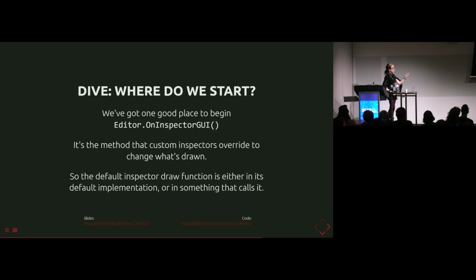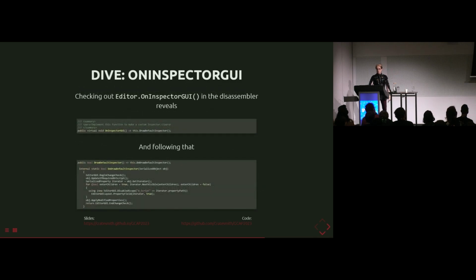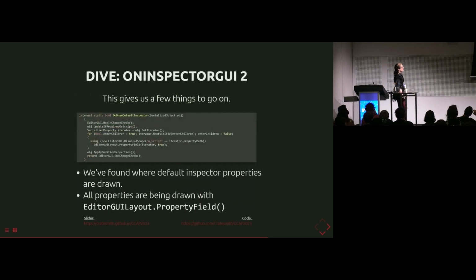So where do we start? Well, there's a really obvious place, because OnInspectorGUI is the function you override when you make a custom inspector. So when it's drawing the inspectors, it's got to be calling that. That's basically a great start point. So we check it out in the disassembler, and we find that it's calling this function, and that calls a stub, and that calls DrawDefaultInspector, and that's interesting. There's a bit of fluff on the start and end, but it's really just looping through all of the serialized properties in this thing, and calling EditorGUI.PropertyField on them with includeChildren true. One function.